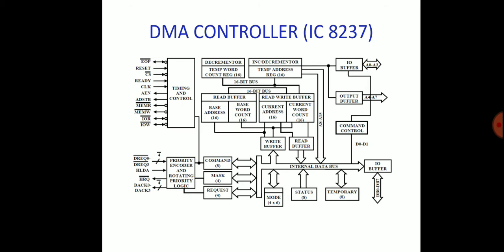So the example of DMA data transfer is between a floppy disk and memory.